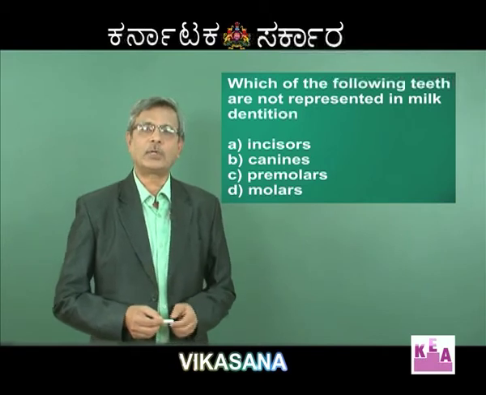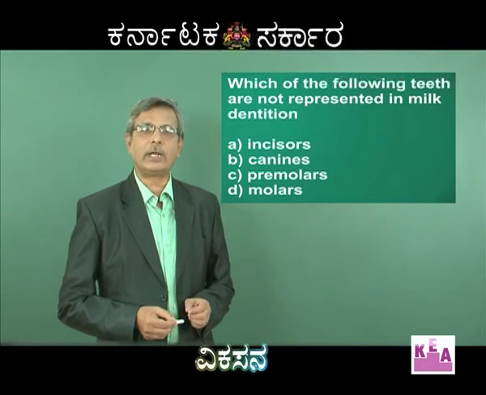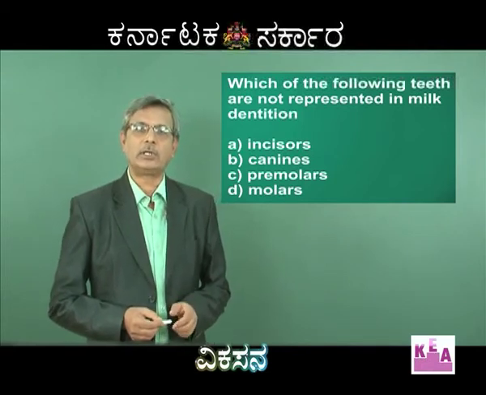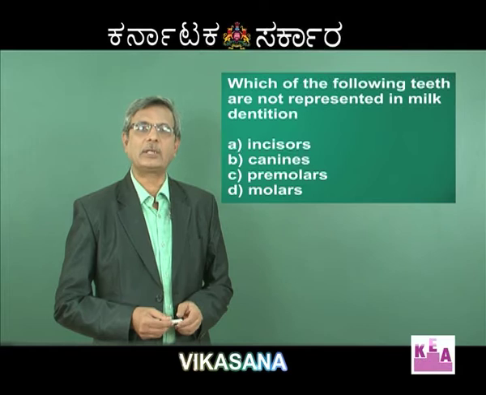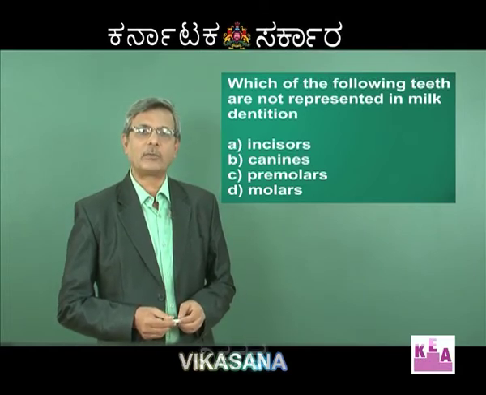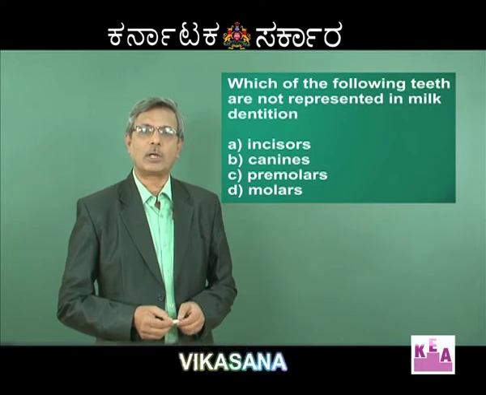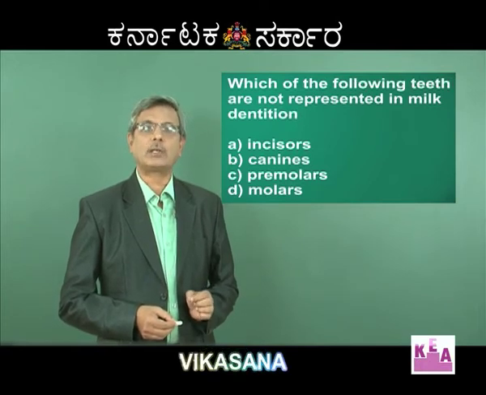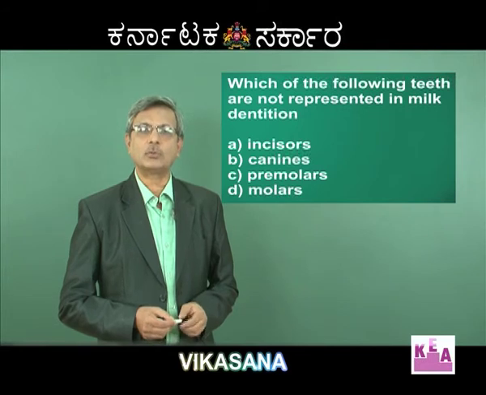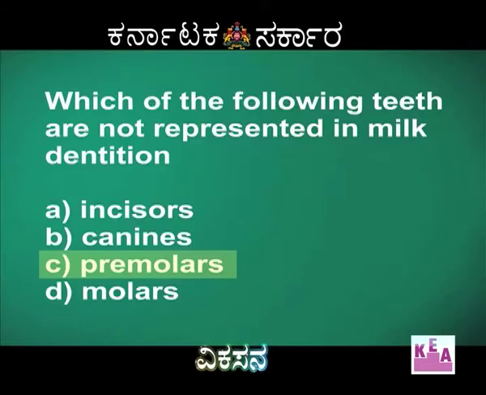Remember, the number of teeth present in an individual is constant. Permanent dentition is represented by 32 teeth, whereas milk dentition is represented by 20 teeth. In milk dentition, when you talk about the dental formula, we say I 2 bar 2, C 1 bar 1, premolars PM 0 bar 0, molars 2 bar 2. That means premolars are not represented. So option 3 is the answer.